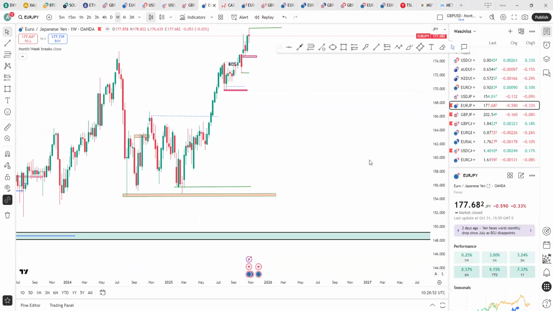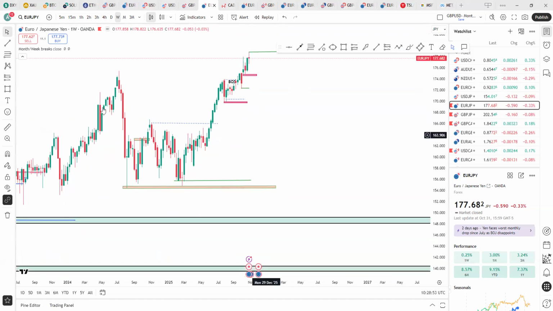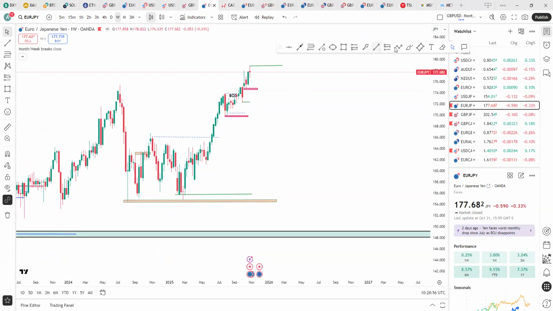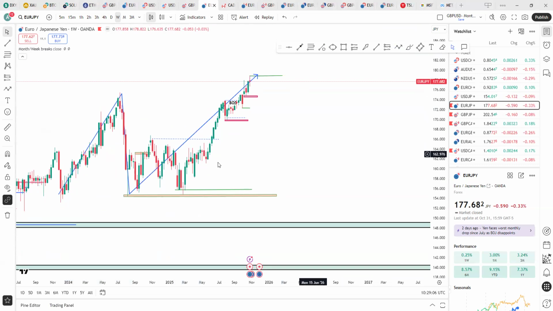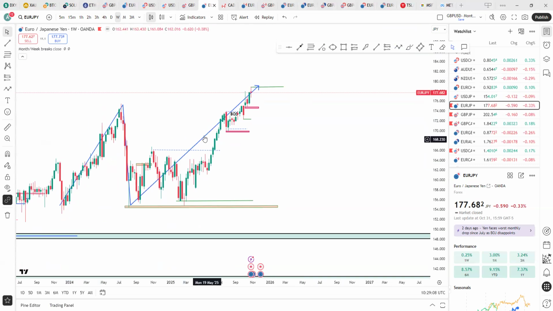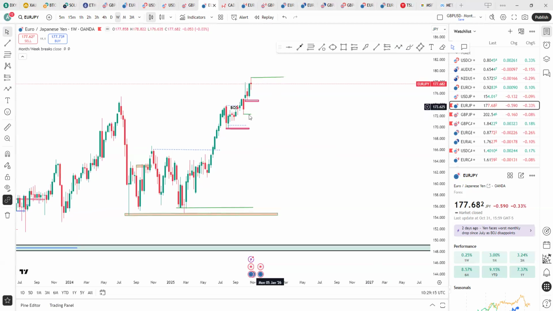I've even been waiting for a pullback like we have here. You see what price did there? Price did this pullback, and then we've been on the uptrend. But this year, there's a lot of uncertainty going on in the market. We've not really seen that major pullback that most people have been looking forward to for Euro JPY.